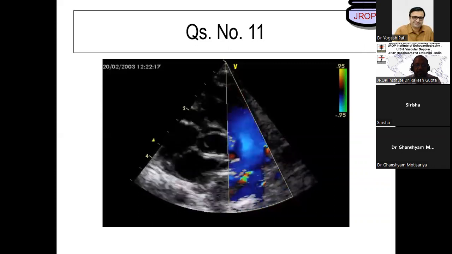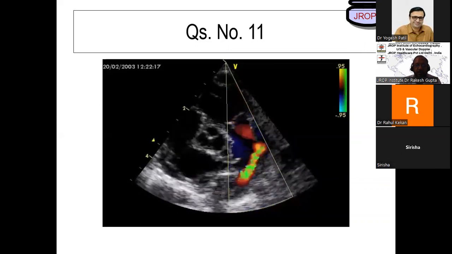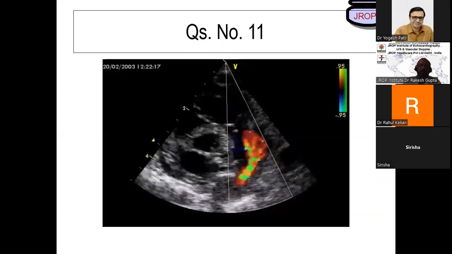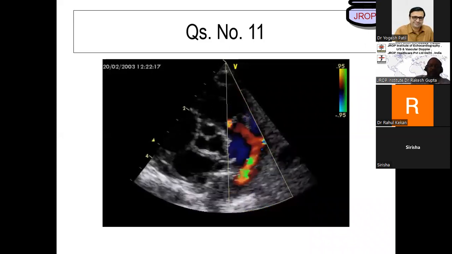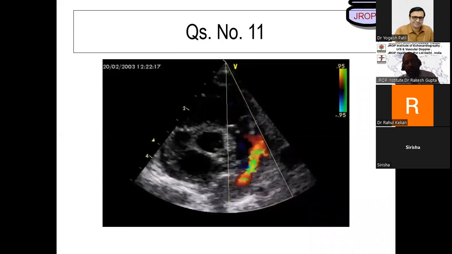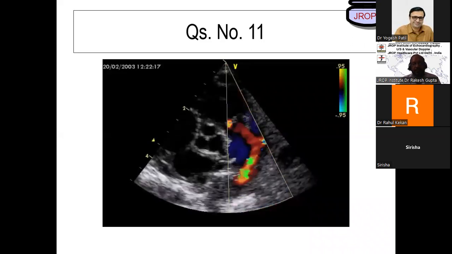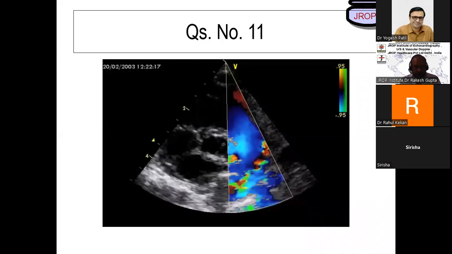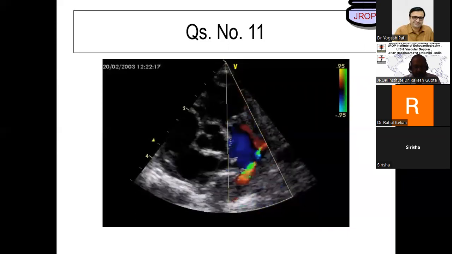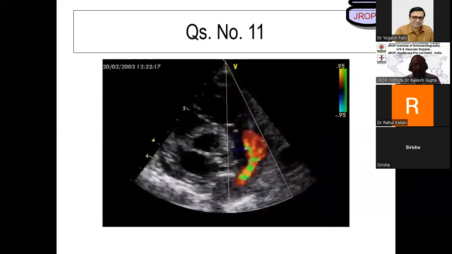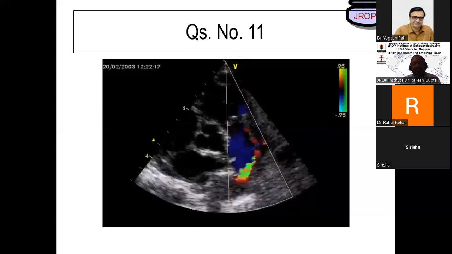So what is the best time to close the PDA? At what age should we advise? Within 2 years of time. Because PDA is the one which never gets closed automatically. We normally don't leave them at all. So she did a very good job. Sirisha, excellent. Thank you. Went very scientifically.